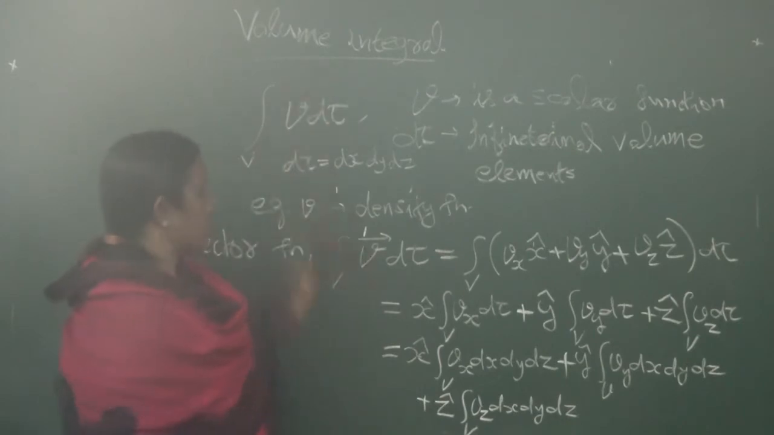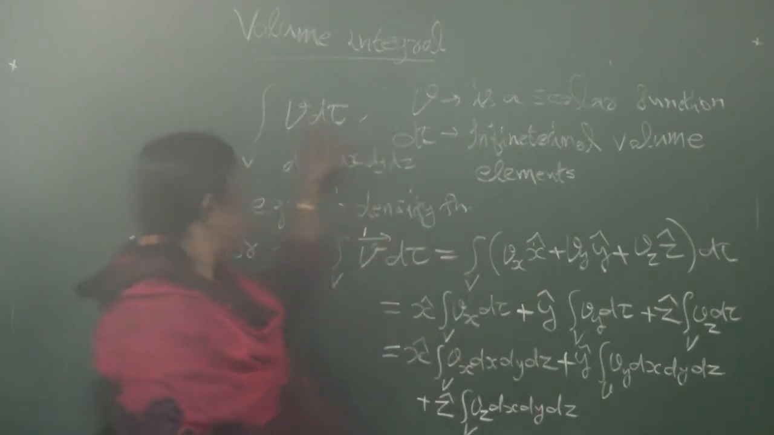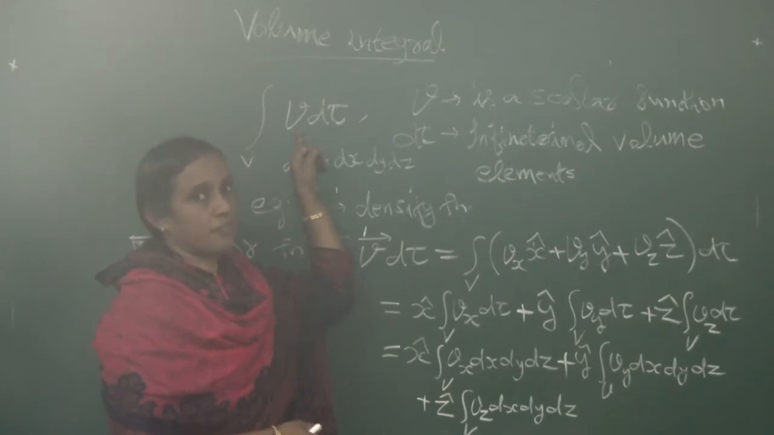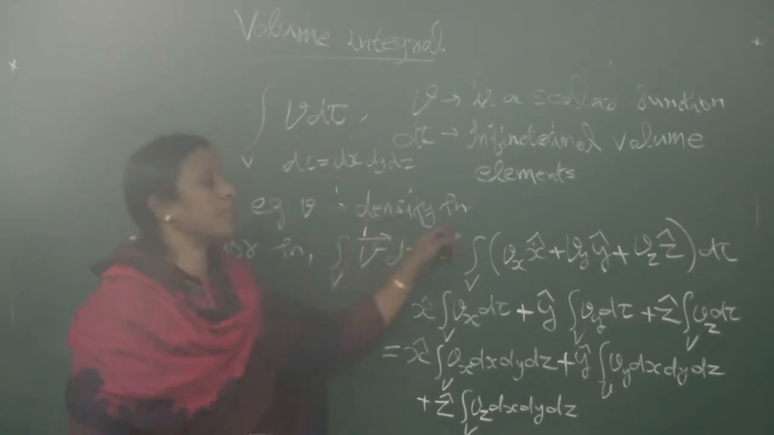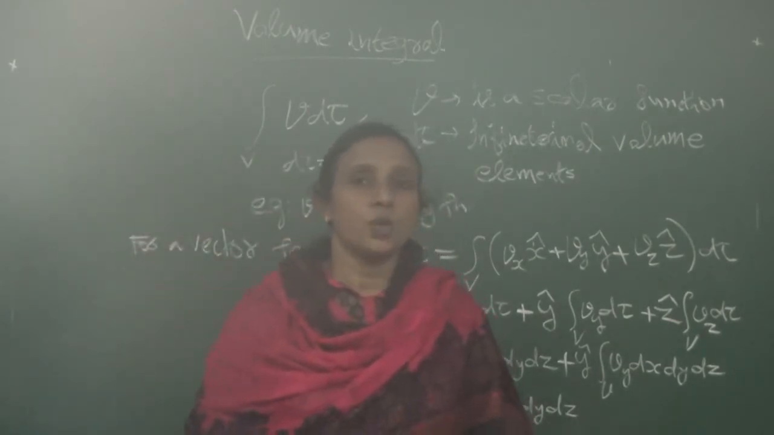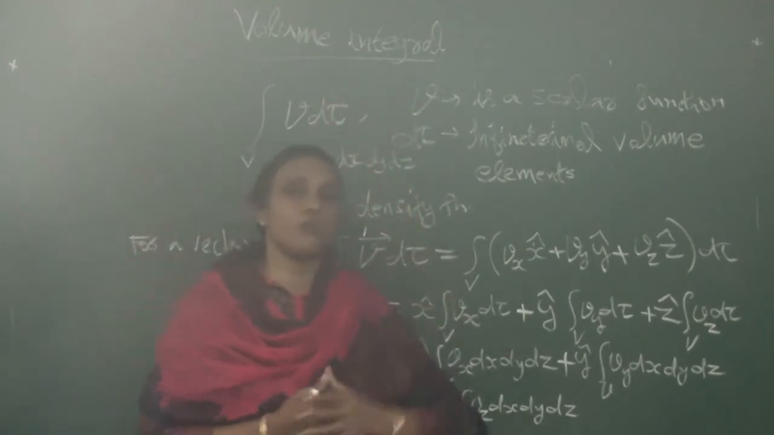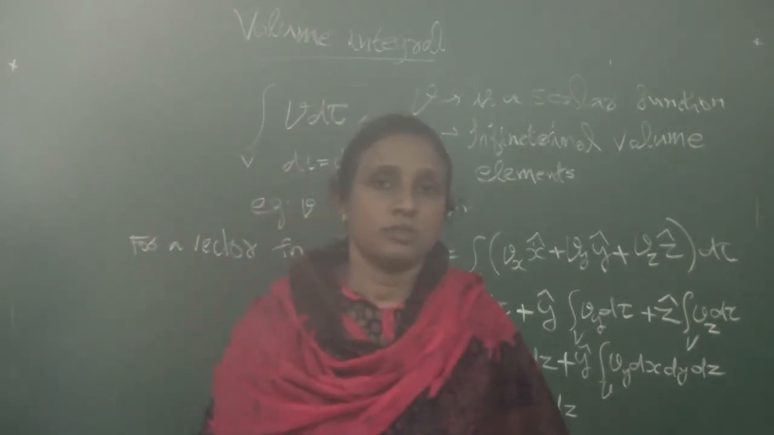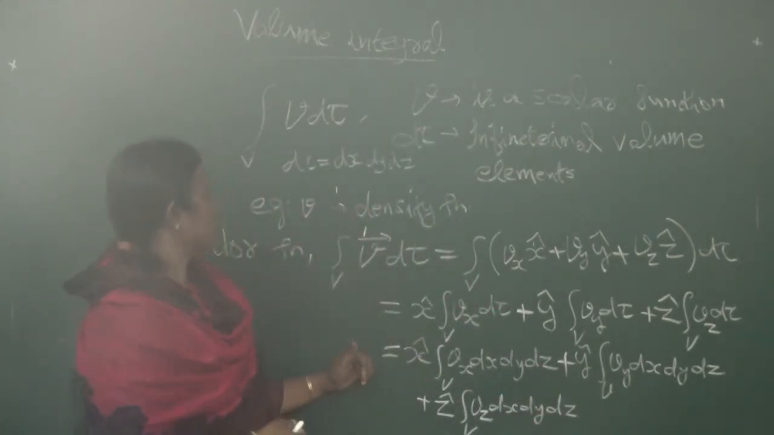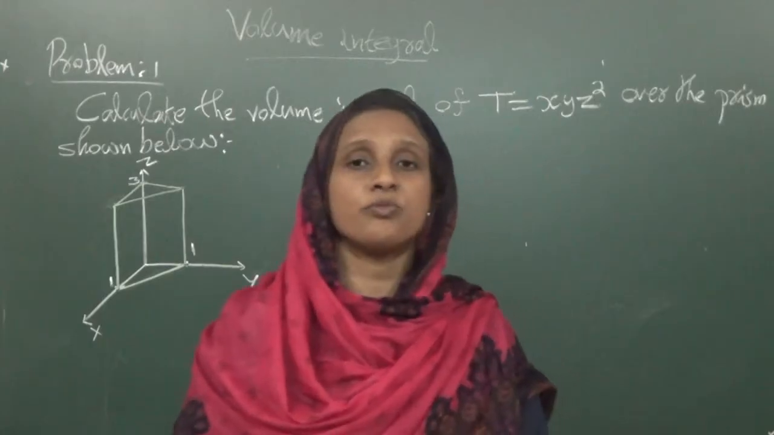These are the definitions for the volume integral. In the first case, we define the function as a scalar function, and as an example we consider the density function. The volume integral is defined both for vector functions and for scalar functions. So just remember all these things. Now I think we can do problems.